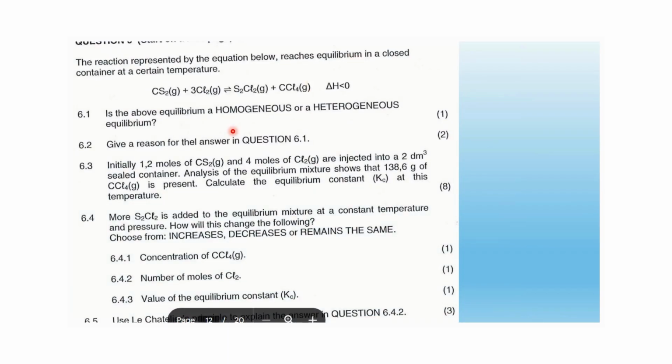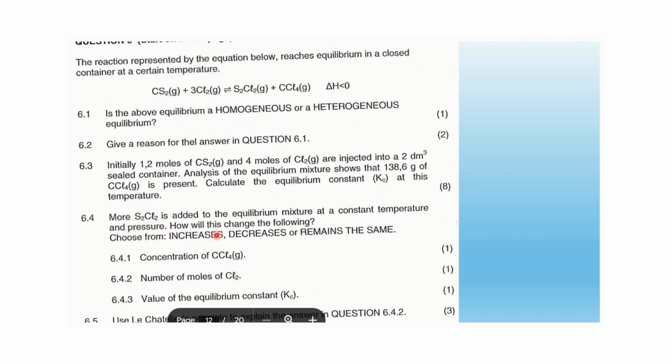Now I want you to look at this, ladies and gents. We now have the reaction CS2 in gas, 3Cl2 in gas, S2Cl2 in gas, CCl4 also in gas. We are told delta H is less than 0, but it's fine. We are not going to dwell much on that. We are going to jump straight to question 6.4.